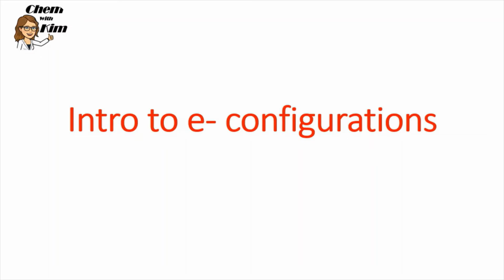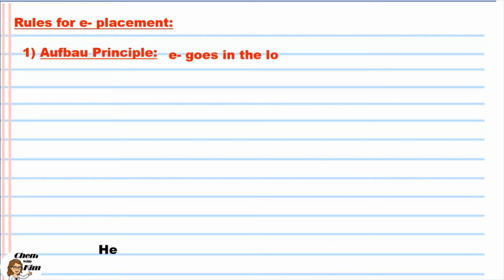In this lesson, we're going to learn how to show where all the electrons in an atom are located using electron configurations and orbital notations. There are some rules for how the electrons get placed in the atom. The first rule is called the Aufbau principle. And the Aufbau principle says the electron goes in the lowest energy orbital possible.